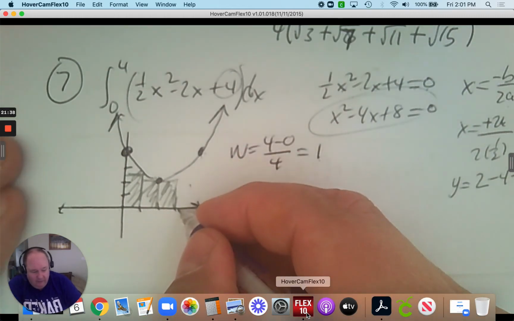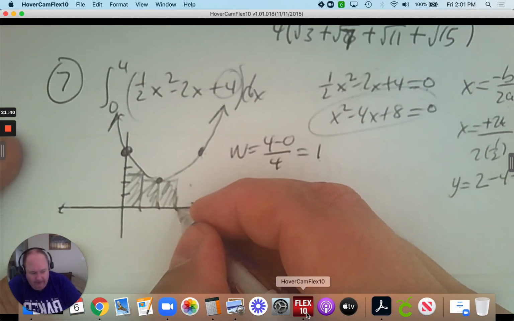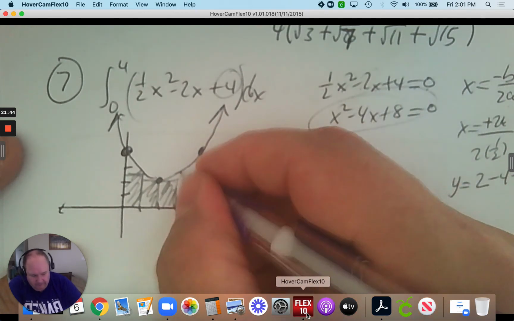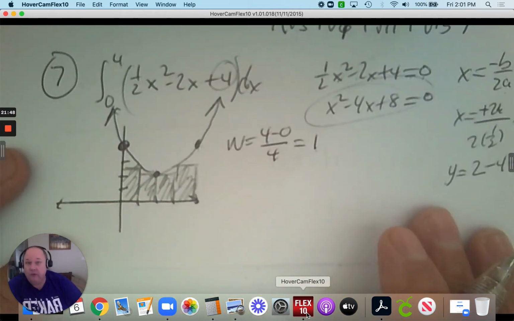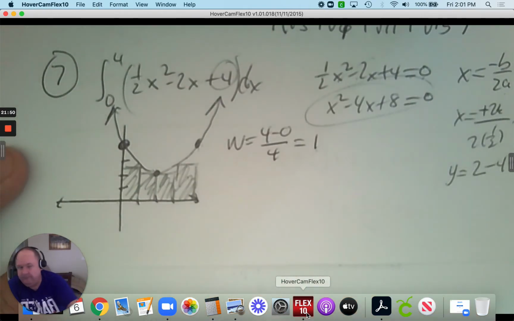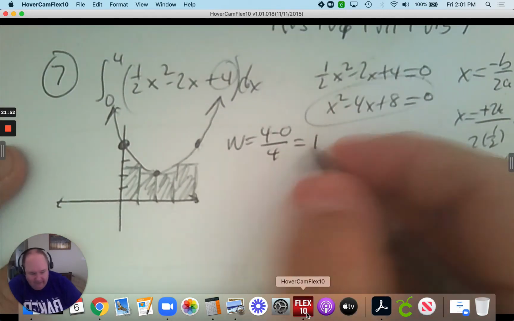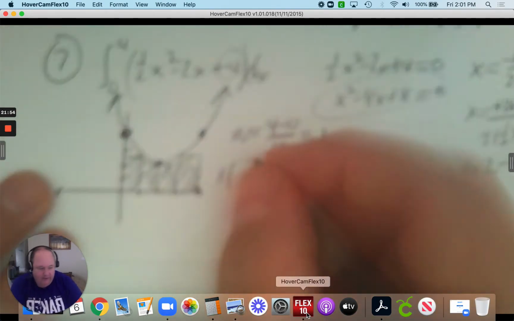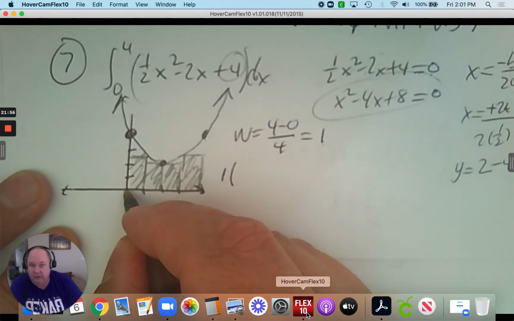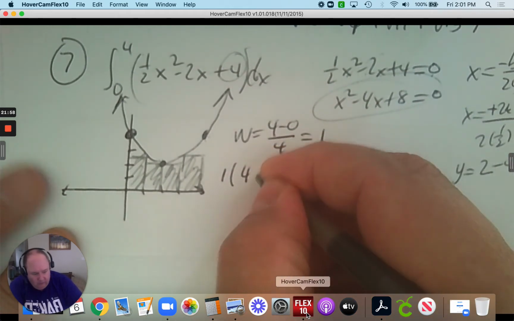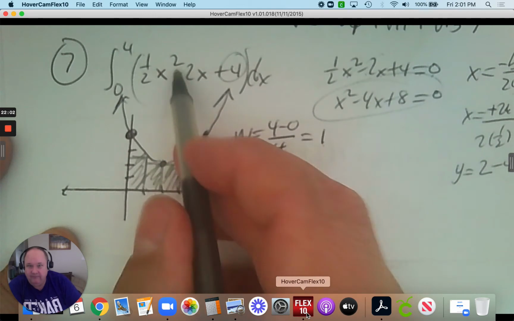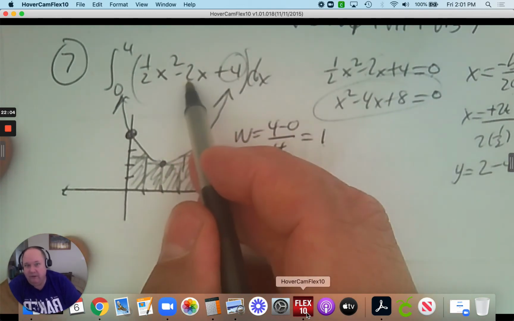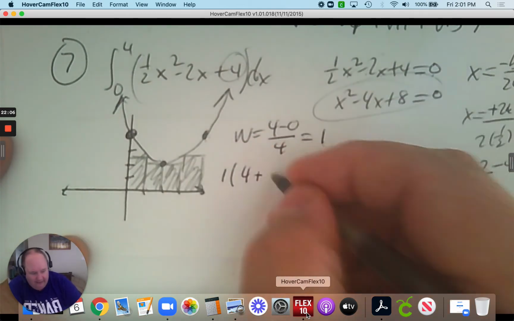And then from 3 to 4, 3 gives you the lowest one. So those are your 4 rectangles. So what would that look like? Well, the width is 1, and then you're plugging in 0, which gives you 4. You're going to plug in positive 1. What is that? 4 take away 2 is 2. That's 2.5.